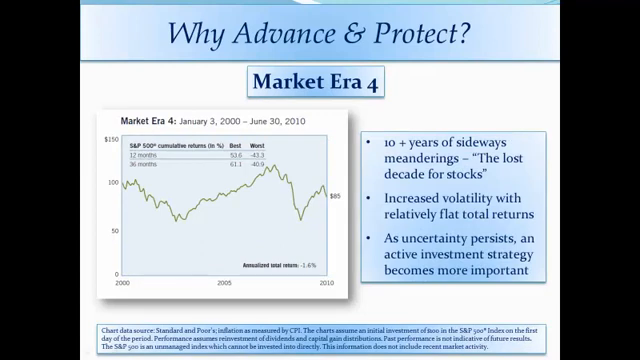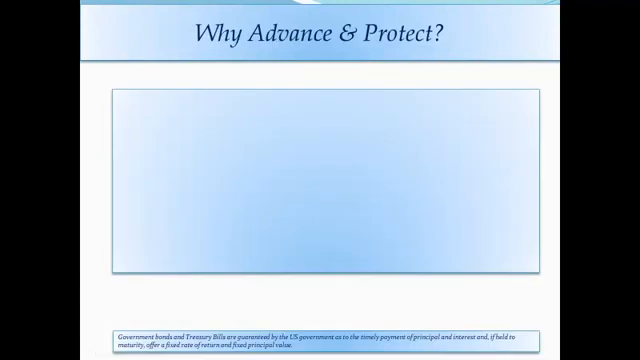And then we have the last decade, which many people call the lost decade for stocks, with 2 large market declines and relatively flat total returns. If history is any indication of what lies ahead, we're likely to have 4 or 5 more years of this kind of up and down market volatility. During this kind of market cycle, active investment strategies like Advance and Protect are very important. So why use Advance and Protect now?